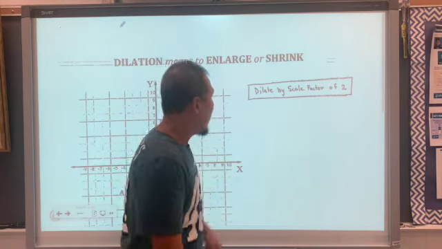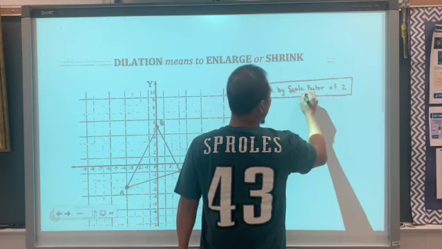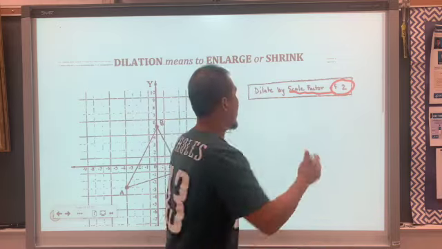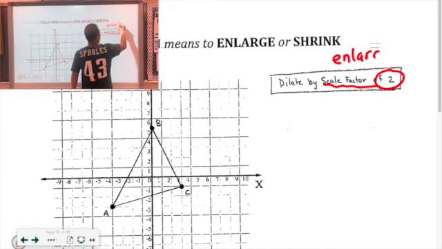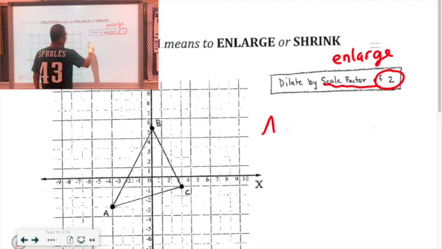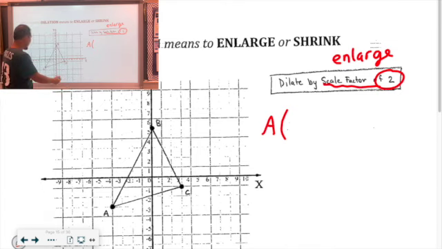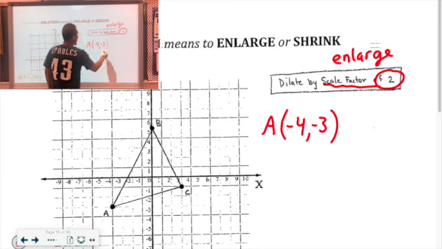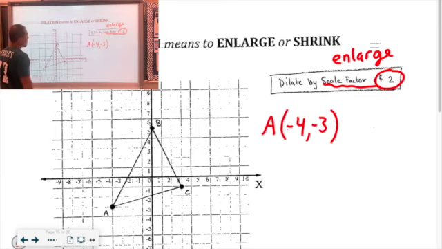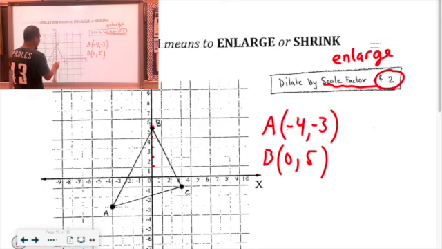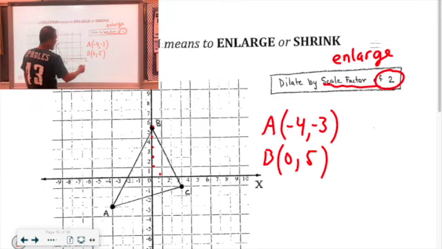When you dilate and you see the scale factor of 2, when this is greater than 1, it's going to enlarge. So right now this is going to enlarge, it's going to get bigger. Our first task is to find the ordered pairs. A is -4, -3. B is 0, 5. And C is 3, -1.